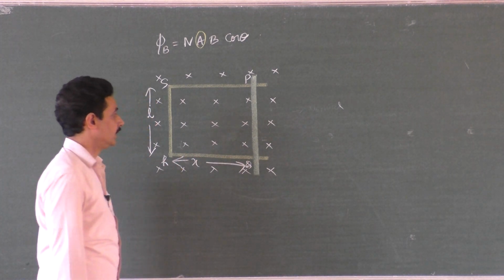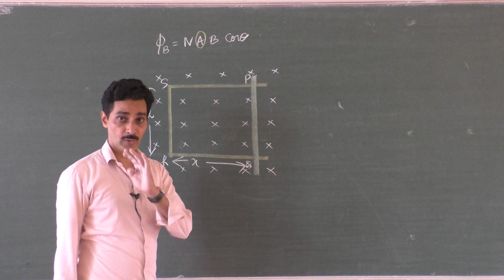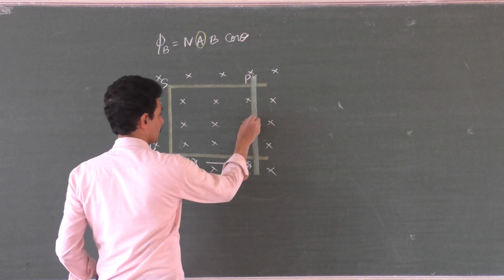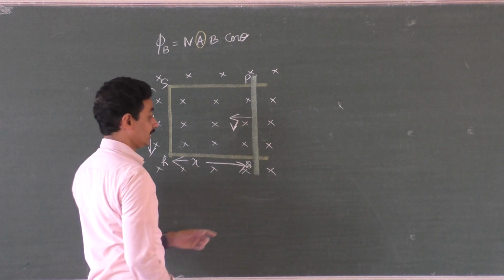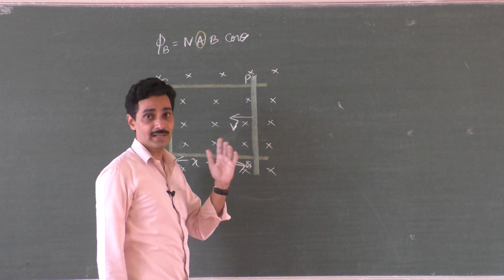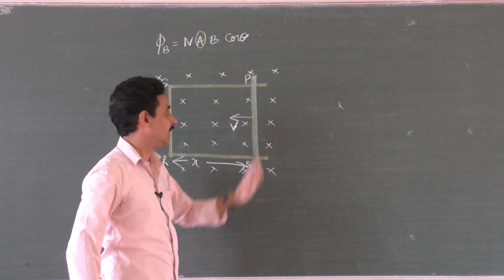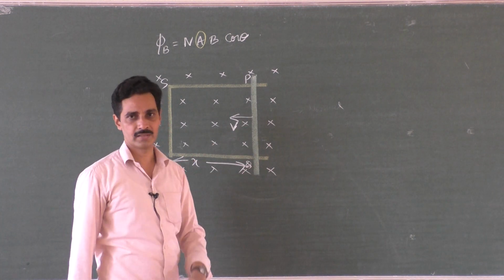That's all. Now, is the area constant? No, it is changing. Why? Because this rod is moving with a speed V. Let us move it with a speed V so that the contact between this C-shaped frame and this metallic rod is not lost anywhere.